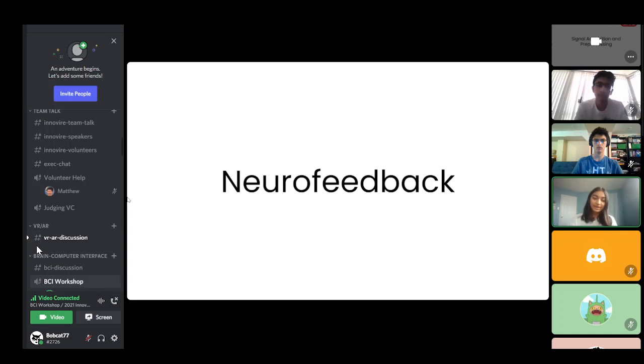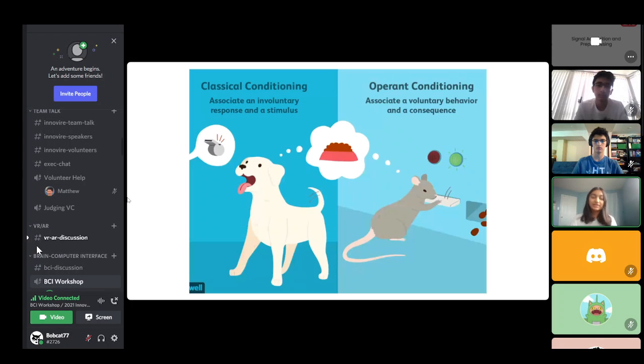So neurofeedback kind of comes off of this psychology thing called conditioning. You may have heard of it, but there's two types of conditioning: classical conditioning and operant conditioning. Now, classical conditioning, we can take the example that's given. There's a dog, and every time the person blows a whistle, they give the dog food. They keep repeating this process until the dog associates the whistle with food. So when they blow the whistle, the dog's mouth gets watery and it's hungry and excited for the food. So it's associating an involuntary response with a stimulus.